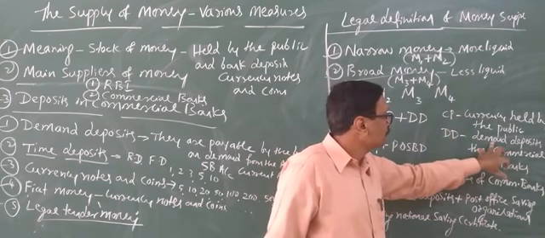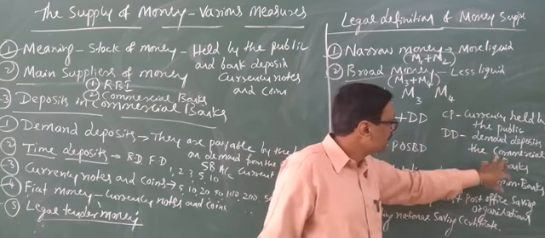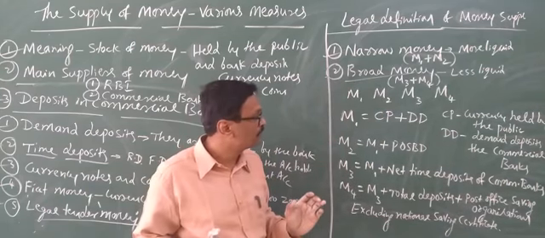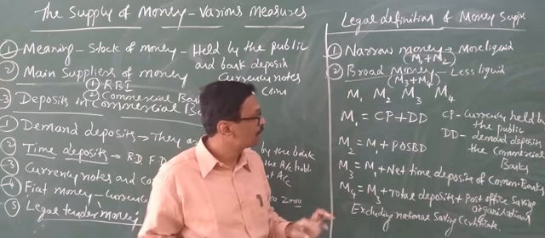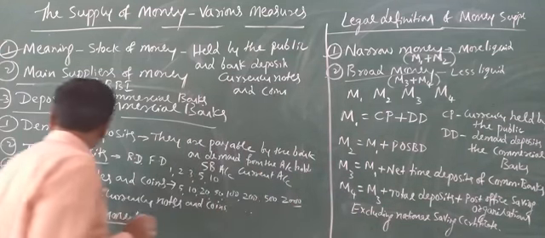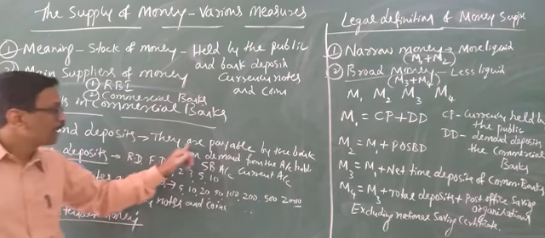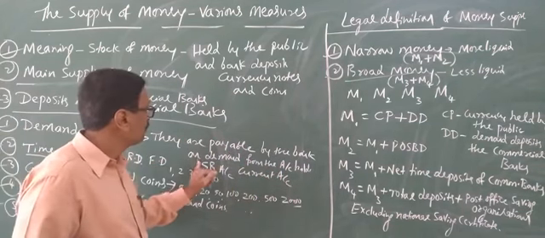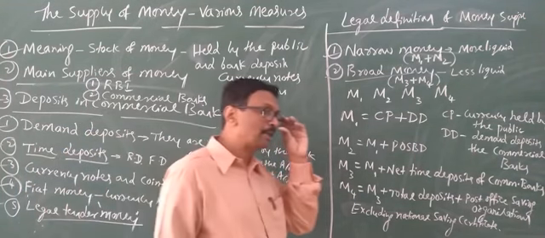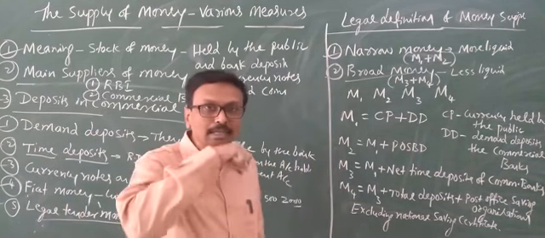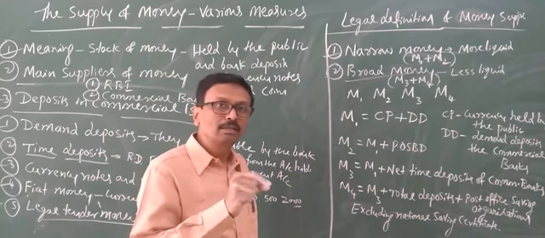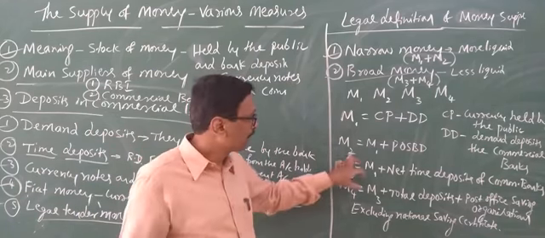Then DD: demand deposits in the commercial banks, that can be shown in the form of DD. M1 is equivalent to CP plus DD. Demand deposits are payable by the bank on demand from the account holder, such as an SBI account or current account. They can be created on demand by the account holder against the banker.